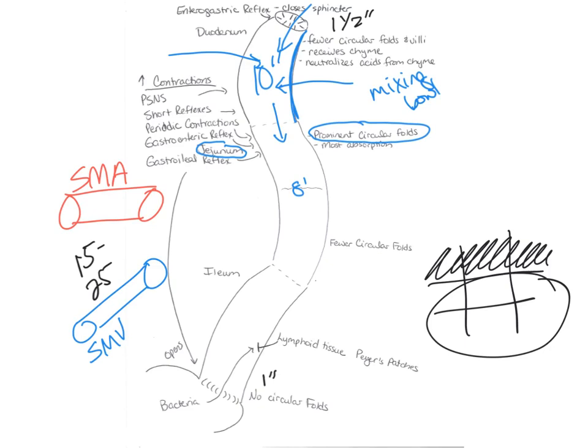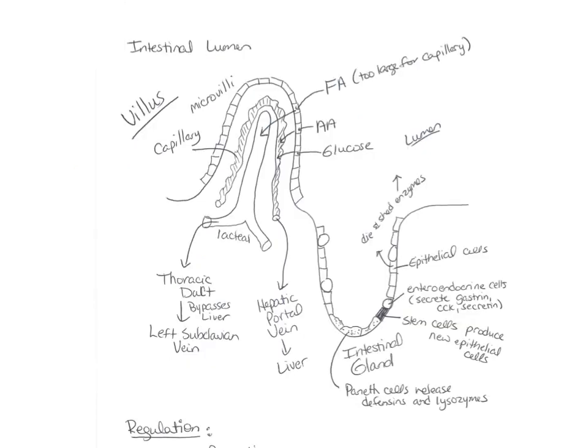The third part of the small intestine is called the ileum, and the ileum is about 11.5 inches in length. It ends at what is called the ileocecal valve, and this is a circular sphincter muscle between the ileum and the cecum, which is the first part of the large intestine. The ileocecal valve controls the flow into the cecum.